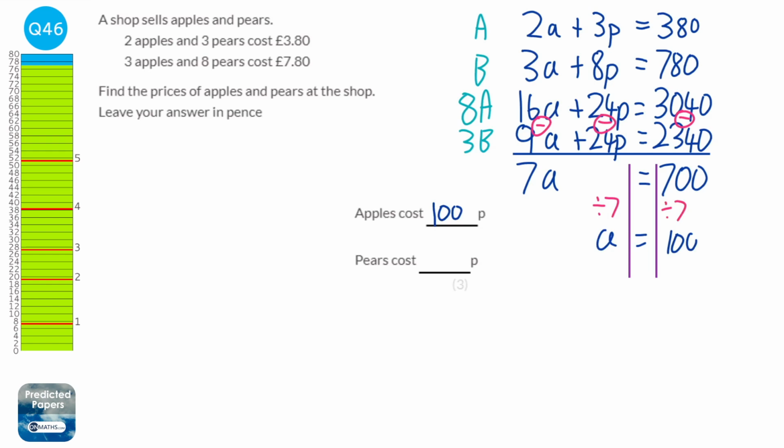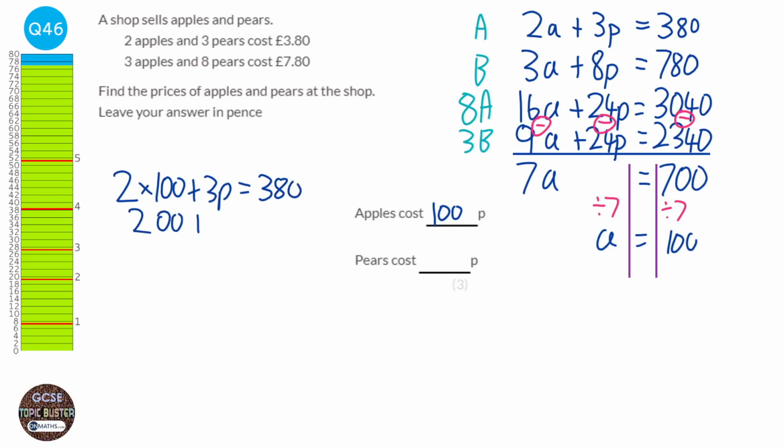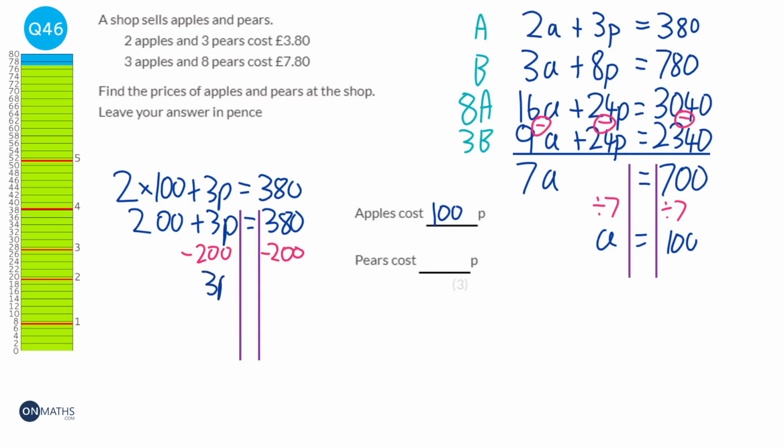We need to work out what pears cost. So I just need to pick one of the equations. I'm just going to pick this top one here, and I'm going to write out, instead of a, we know that a is a pound, or 100 pence. So 200 plus 3p equals 380. And then again, I'm just going to draw my lines down, and we're going to subtract 200 from both sides. So it's going to be 3p equals 180.